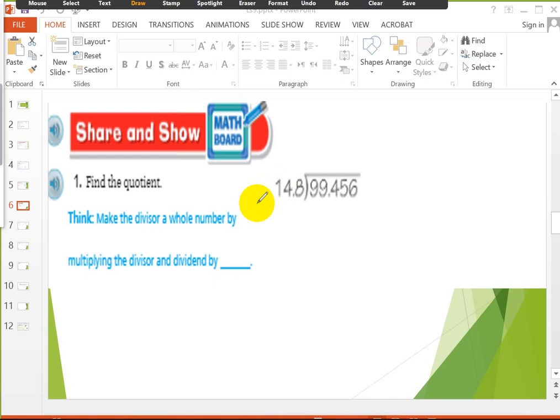So what I want to do is make the divisor a whole number. I didn't hear the dividend, maybe it will be a decimal number or a whole number, so I can deal with it. Okay, so let's start now. I have 14 and 8 tenths. So how will I make it a whole number?